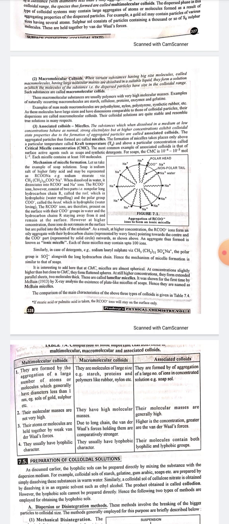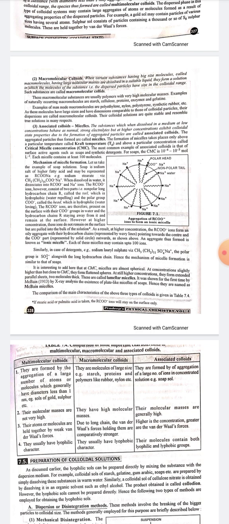At a still higher concentration, they form extended parallel sheets 2 molecules thick. These are called lamellar micelles. It was shown for the first time by McBain in 1913, by X-ray analysis, that plate-like micelles of soaps exist. Hence, they are named McBain micelles.